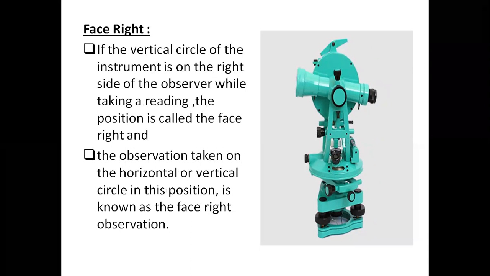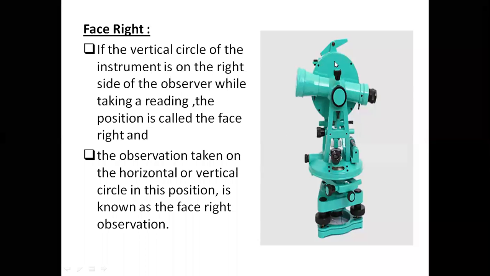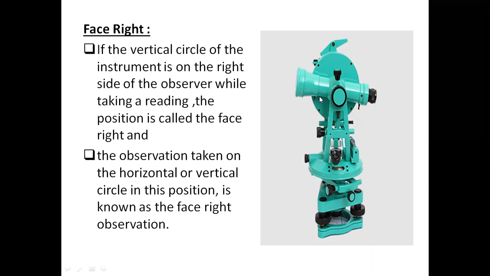Now what is meant by face right? It is simple. If the vertical circle is on the left, it is face left. If the vertical circle is on the right, it is called a face right observation. If the vertical circle of the instrument is on the right side of the observer while taking the reading, the position is called face right. An observation taken on a horizontal or vertical circle in this position is called a face right observation. According to the position of the vertical circle, you call the readings face left or face right observations.